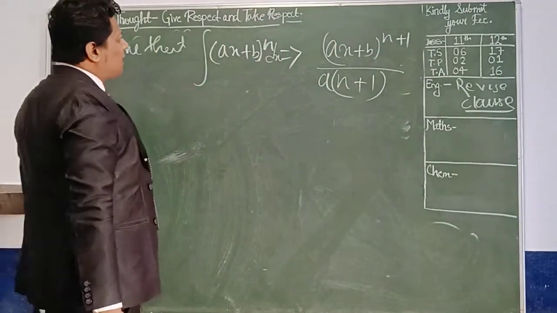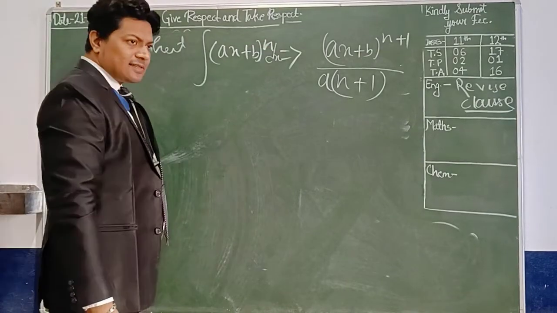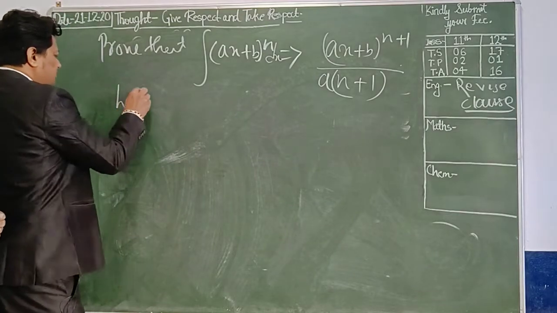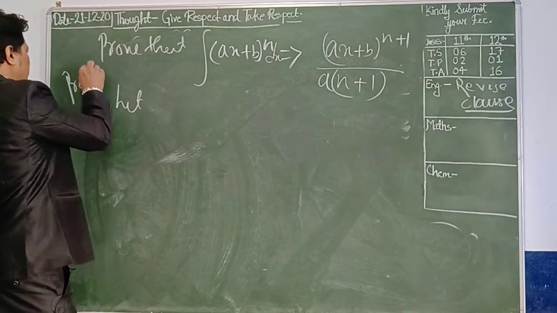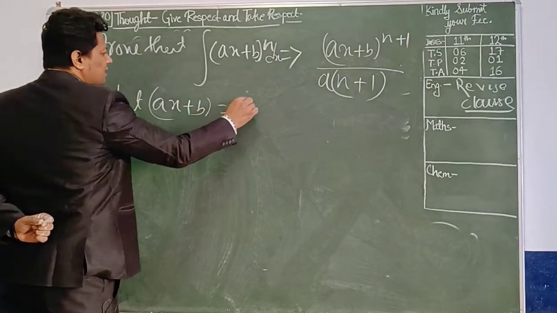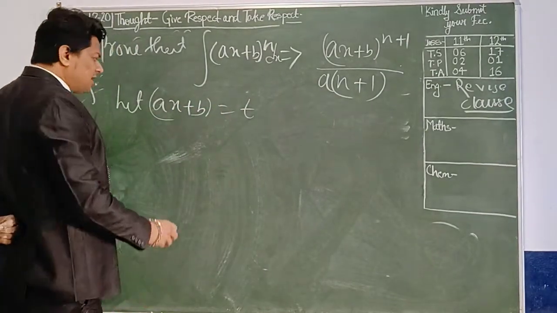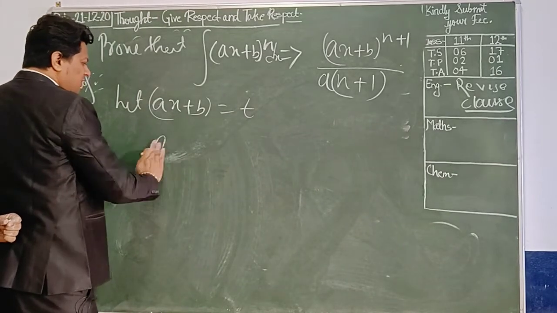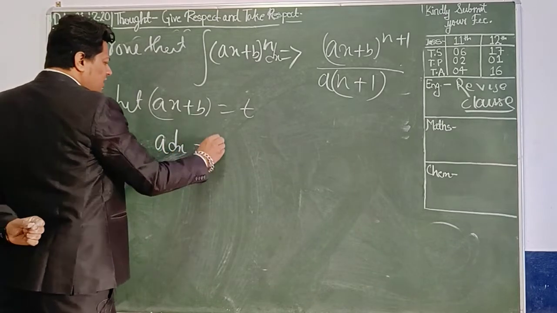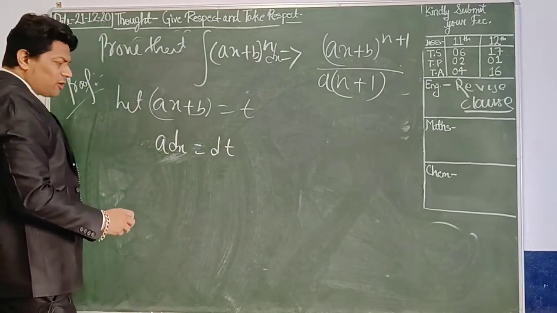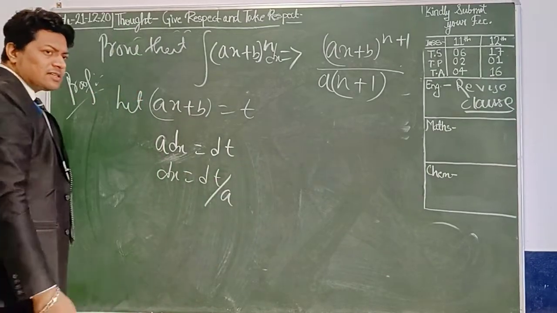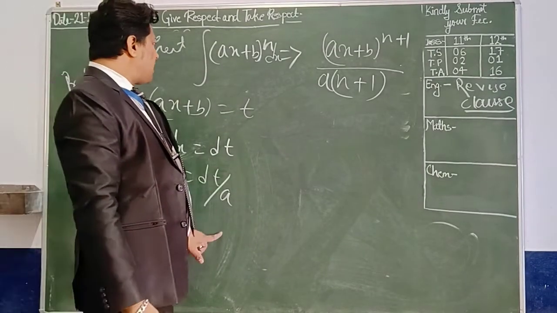So first of all, we have the integration of (ax plus b) power n dx. Let ax plus b be equal to t. Differentiating both sides, we get a dx equal to dt. Any doubt up to this point? So dx equal to dt by a.